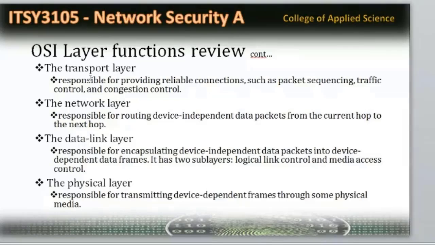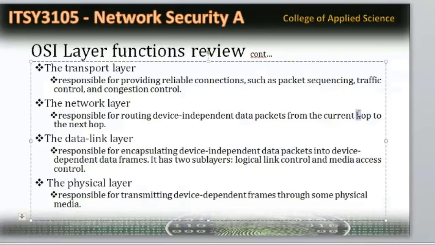Network layer: this is responsible for routing the packets, the device-independent packets, from the current hop to the next hop. Hop means here a router. From one router to another router, your packet should move. So I am sitting here, you are sitting somewhere, but the packet will come through so many routers. So the routing will be taken care of by the network layer.